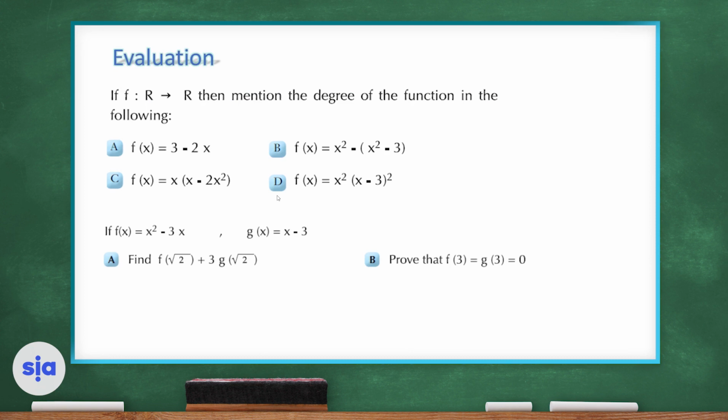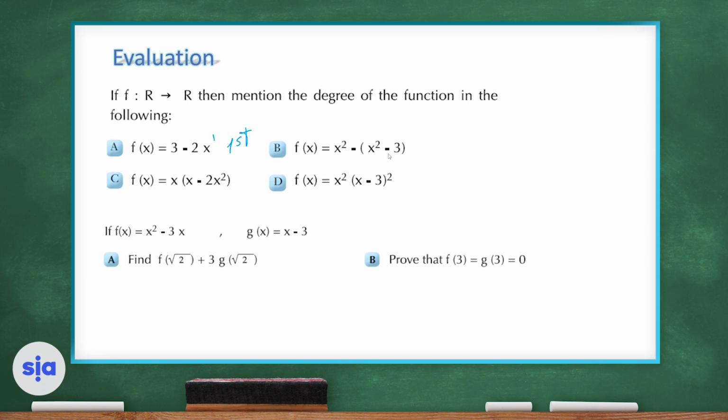Please, again, as I always tell you, kindly pause the video, go and solve yourself, and then play the video again to check your answers. So here in this question, the question is asking us to find or to mention the degree of each of the following functions. Question A, again, the degree is what? The degree is the highest power of the variable. So this one is the first degree, because the highest power here is 1.